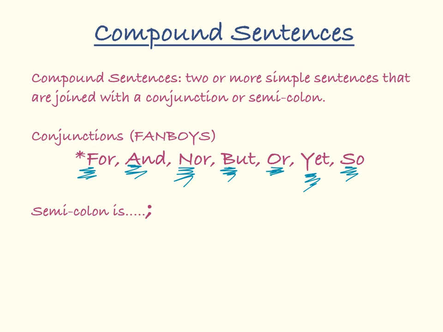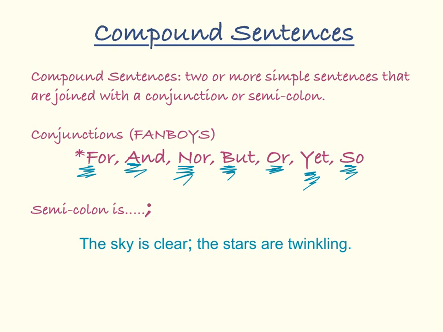Thank you, Mrs. Livering, for telling us what each letter in FANBOYS stands for as we go to use our conjunctions in compound sentences. Here is an example of a compound sentence using a semicolon instead of a conjunction. So in this example below, you're going to see the sky is clear. And the sky is clear is a simple sentence that makes sense and can stand alone. The stars are twinkling is also a simple sentence that can stand alone. And since both of these could stand alone but we want to put them together, we can separate them with a conjunction or a semicolon.